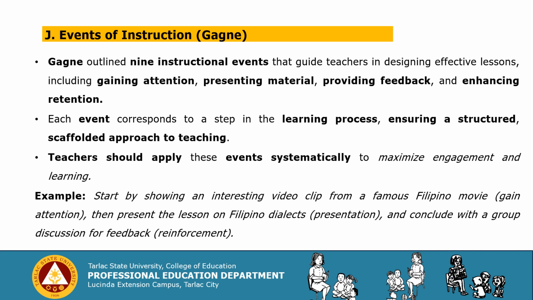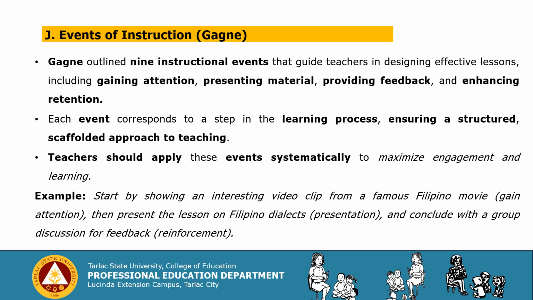Number 6, eliciting performance, asking students to demonstrate their understanding. Number 7, providing feedback, offering corrections and praise to guide learning. Number 8, assessing performance, using tests or activities to evaluate understanding. Last, number 9, enhancing retention and transfer, encouraging students to apply what they've learned in new contexts.